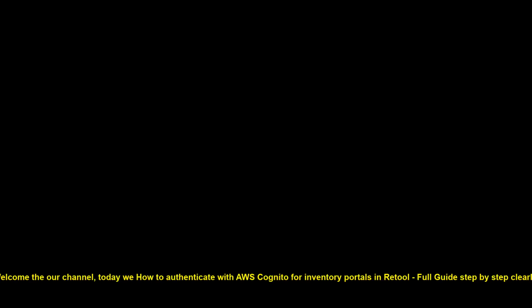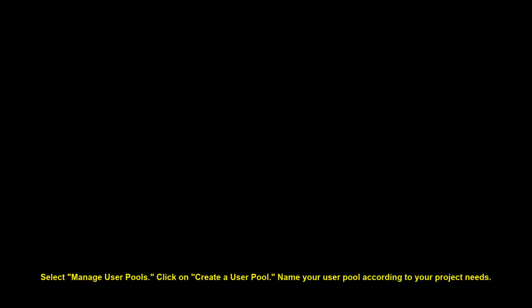Today we will show how to authenticate with AWS Cognito for inventory portals in Retool, a full guide step by step clearly. To begin, log in to your AWS Management Console. Navigate to the Cognito service. Select Manage User Pools. Click on Create a User Pool. Name your user pool according to your project needs.